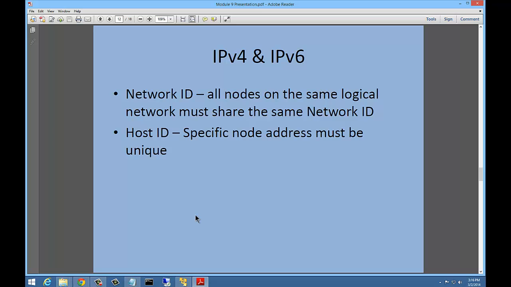Now you can slide that back and forth using the subnet mask. So if you decide to do 255.255.0.0 instead of the default that we used, then you'll have more host IDs, but you'll have fewer network IDs.